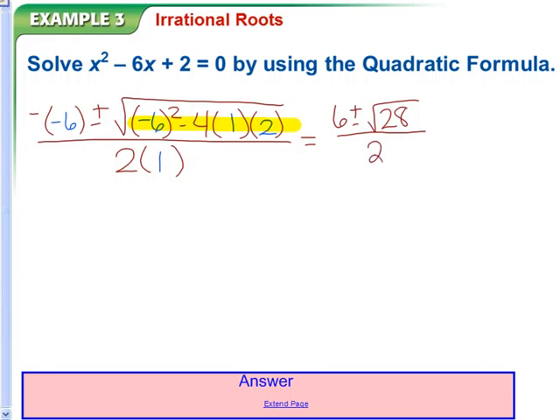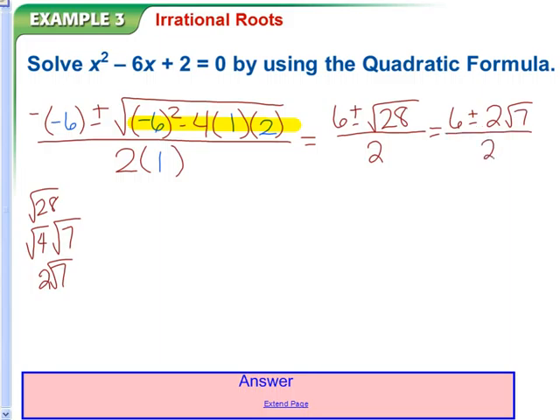Okay, 28 does not come out as a nice number, but we have to look to see if we can simplify it at all. So working off to the side, how can we split apart 28? That would be 4 times 7. So 2 square root of 7. So we rewrite it over here as 6 plus or minus 2 square root of 7 over 2.